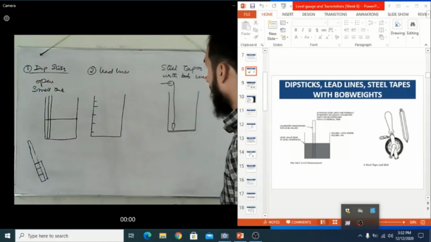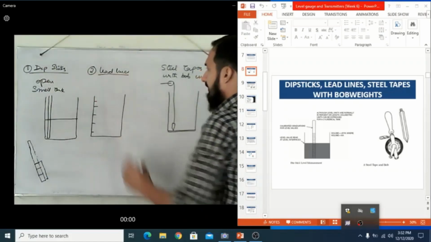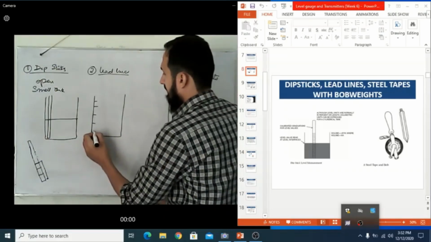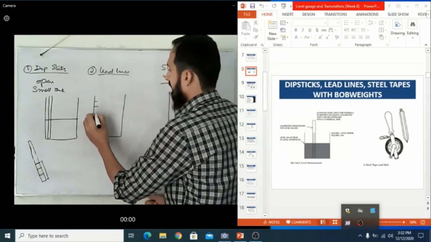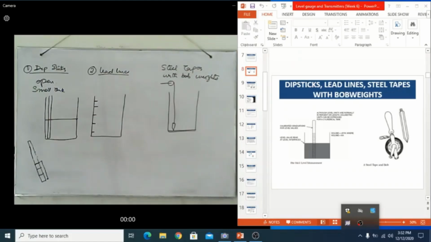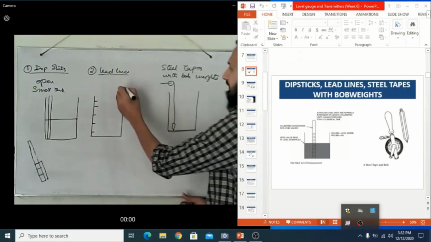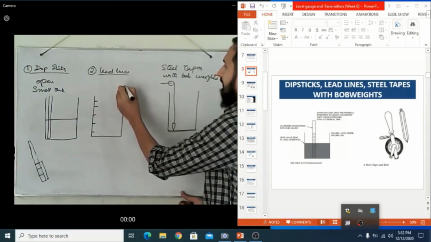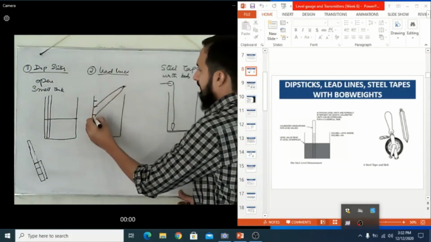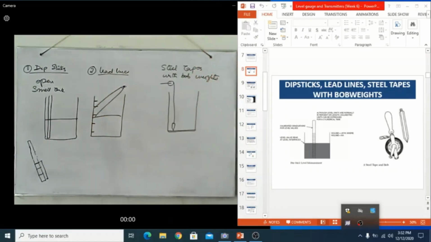The second method is the lead line. Here the material is filled up, and there are certain lines which are painted in lead color, and by standing at a certain part of the tank, you can easily watch that up to that much level your tank is filled up. Again, for this type of tank, the tank should be open.